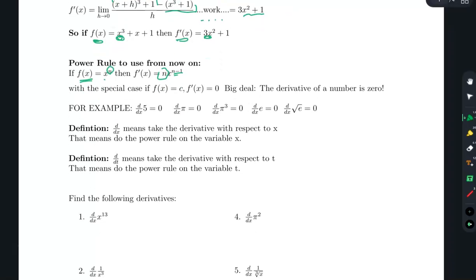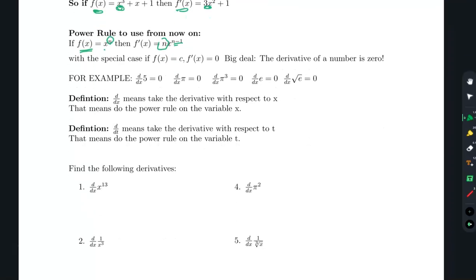Okay, so let's go practice some more. There's a special case. If you've got a number, the derivative of that number is 0. The number could be 5 or pi cubed or e or square root of e. The derivative of any number is 0. So let's talk about this notation. This d over dx says take the derivative with respect to x. That means you're supposed to do the power rule on the variable x. If it says d over dt, then you do the power rule on the variable t.